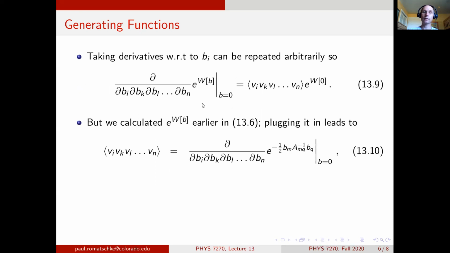We calculated the generating function in our Gaussian integration earlier, so we can take the result from 13.6, plug it into the formula from above, and we find that this expectation value is equal to taking n derivatives of our generating function. Note that the e to the W of 0 has cancelled on both sides.